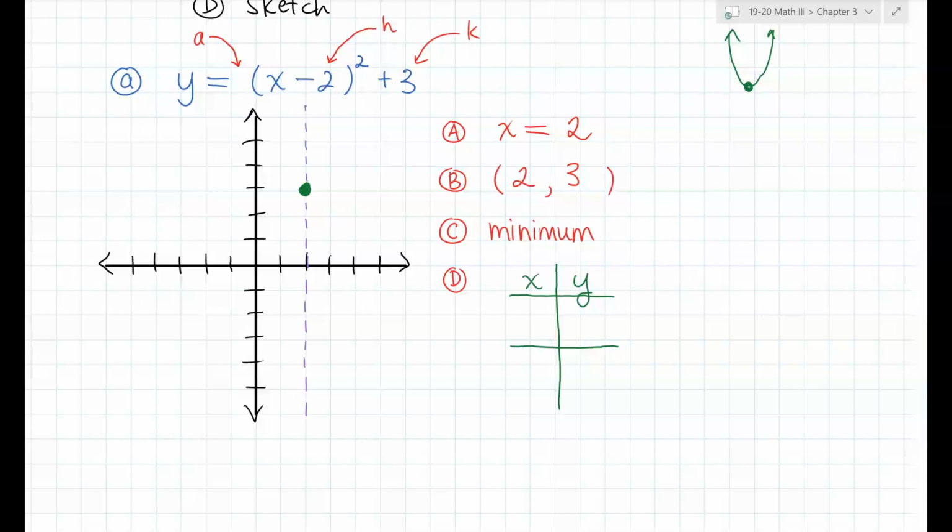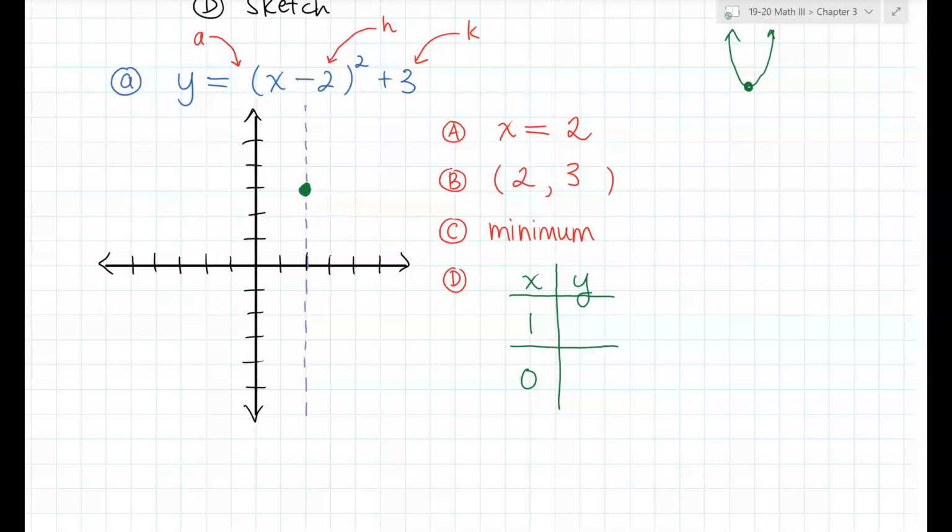Now if you look, the x value for my vertex is 2. It's (2, 3). So since the x value for my vertex is 2, I'm going to pick a 1 and I'm going to pick a 0. Those are to the left of my point. I could have also picked 3 and 4. Now you don't have to graph all the points that we do, but we want to try to find an extra 2 points just in case.